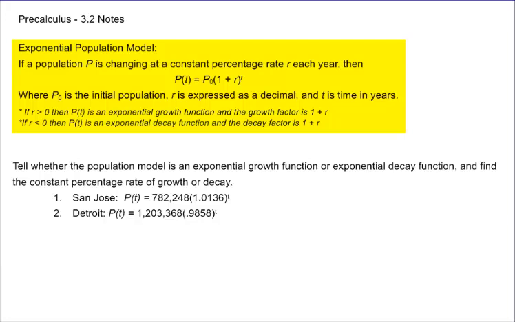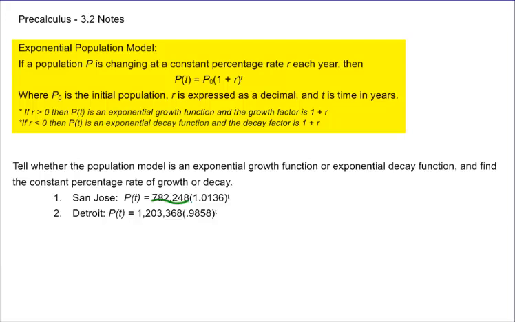Tell whether the population model is exponential growth or decay, and then find the constant percentage rate of growth or decay. So what we want to do is, if we're just going to start with San Jose, they give us our population model, P of T, is equal to 782,248. That's the initial population. So this guy right here is the P sub 0. All right, this is your initial population right here. And then 1.0136 to the t is the 1 plus the rate.